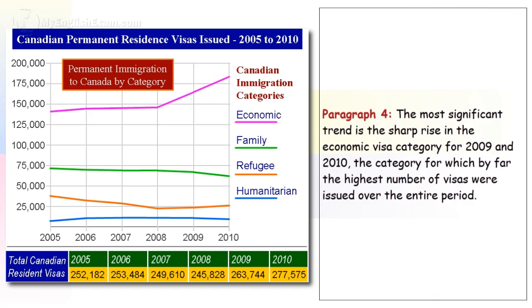The most significant trend is the sharp rise in the economic visa category for 2009 and 2010, the category for which by far the highest number of visas were issued over the entire period.